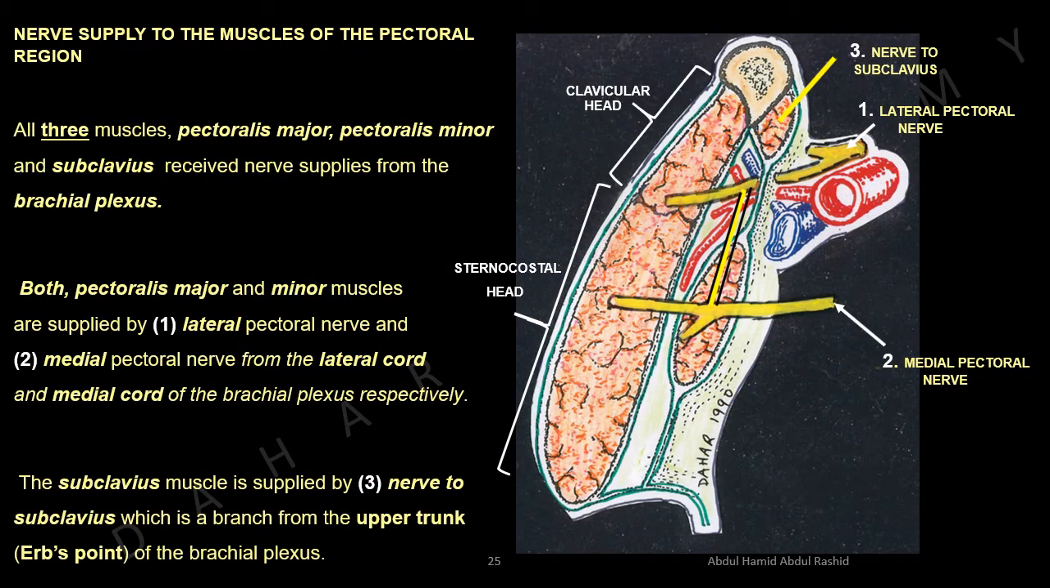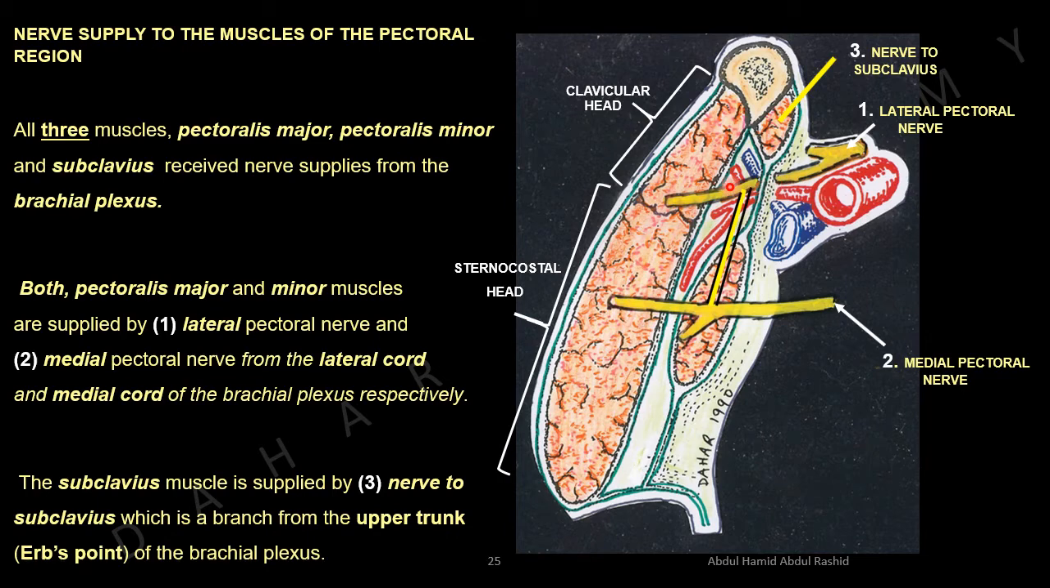Nerve supply to the muscles of the pectoral region. All three muscles, pectoralis major, pectoralis minor and subclavius, receive nerve supply from the brachial plexus. Just now I have already shown you. Now let's see the diagram here. This is the clavicle. This is the pectoralis major muscle in front. This is the pectoralis minor muscle and the subclavius muscle. They are in the second layer, deep to the pectoralis major muscle. Both pectoralis major and minor muscles are supplied by number one, the lateral pectoral nerve, which also gives a branch to the pectoralis minor, and by the medial pectoral nerve. Both of them come from the brachial plexus.